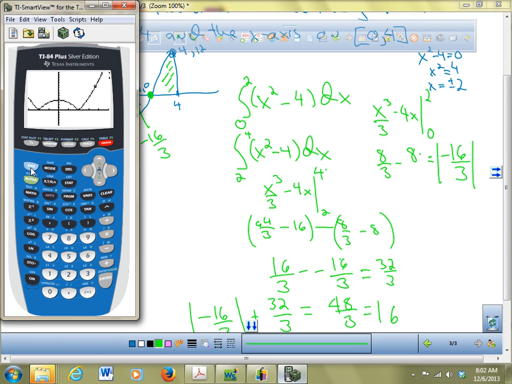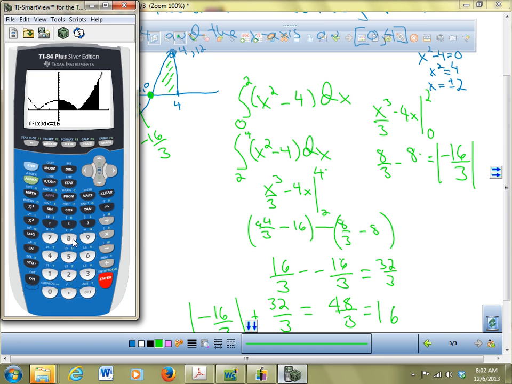And then I can take the definite integral from, where was I going? From 0 to 4, right? From 0 up to 4, and then I get 16. Isn't that cool? Okay. So that's how you do it with your graphing calculator.